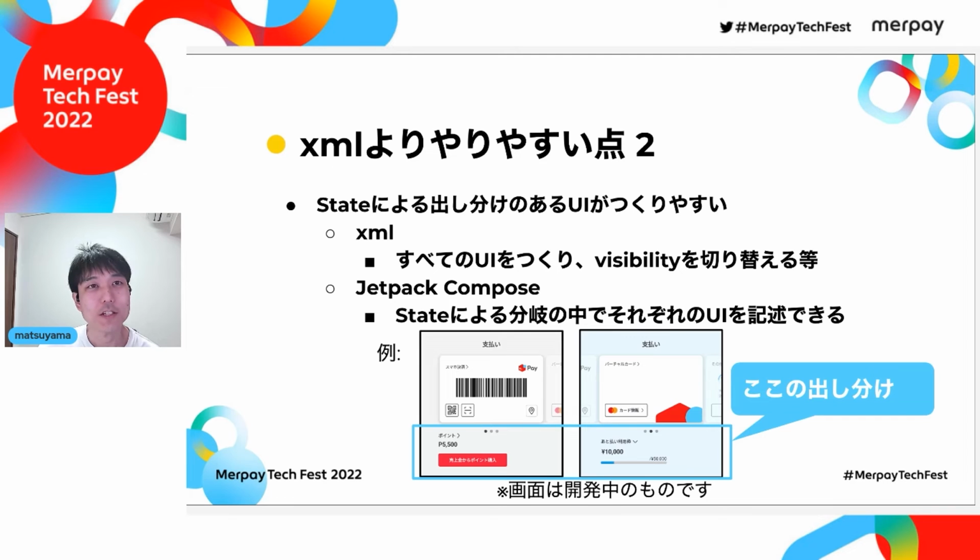Then it's similar to what I said earlier. If the branching logic and the UI design are in separate files, or if the layout is written in XML, the tools visibility is used to switch the display in the preview, between visible and gone. I had to rewrite it each time with visible and gone. With Jetpack Compose, you can describe the branching by state, and you can build the preview with a lot of flexibility.